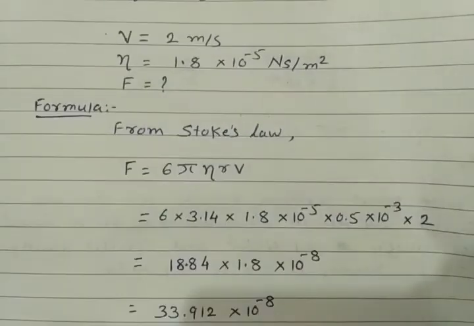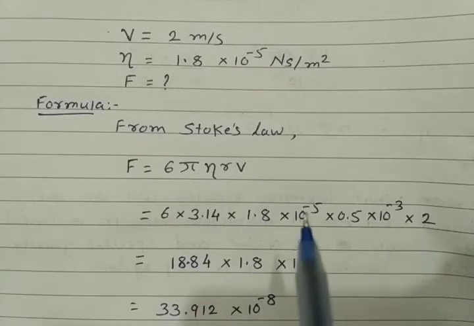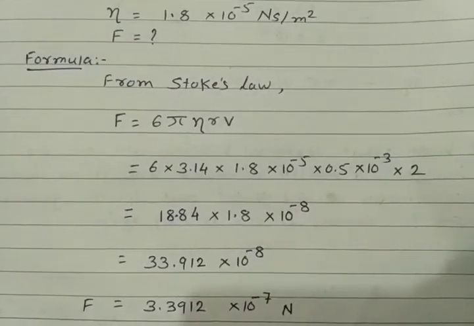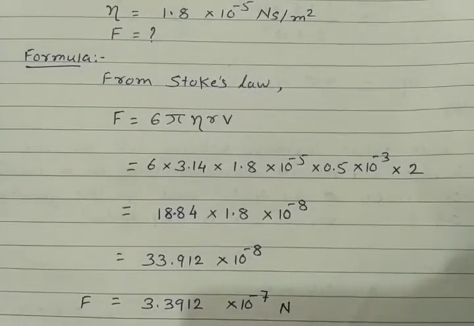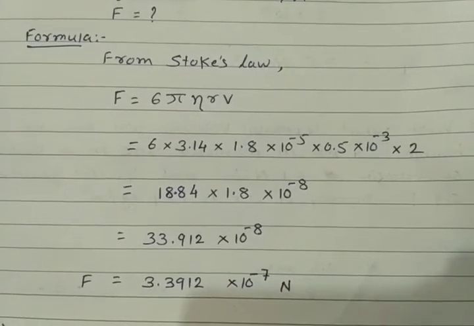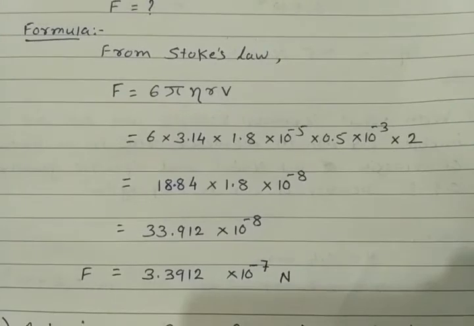Simplifying this, we get 18.84 into 1.8. So it is 6 multiplied by 3.14, and 0.5 into 2 is 1, and minus 5 and minus 3 will become minus 8. Taking multiplication, we have 33.912 into 10 raised to minus 8. Again, shifting the decimal point by one place, the final value is 3.3912 into 10 raised to minus 7 Newton. This is the value of viscous force.